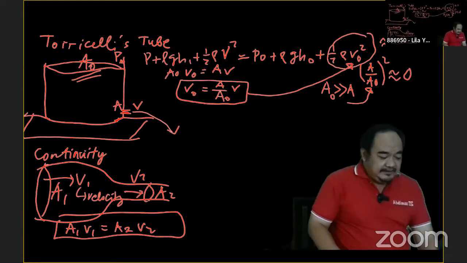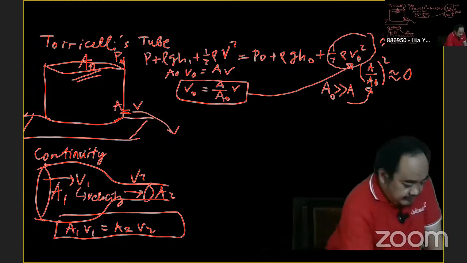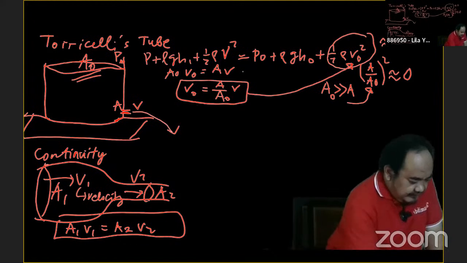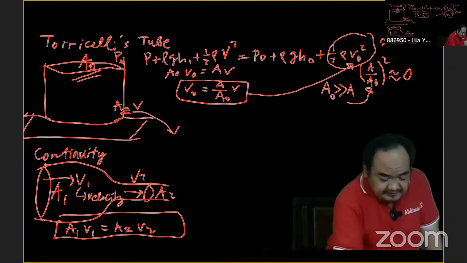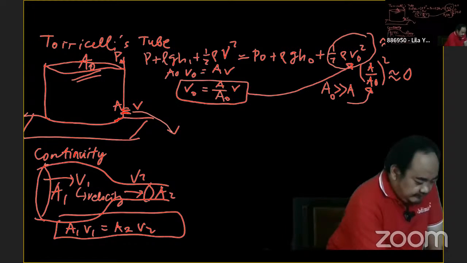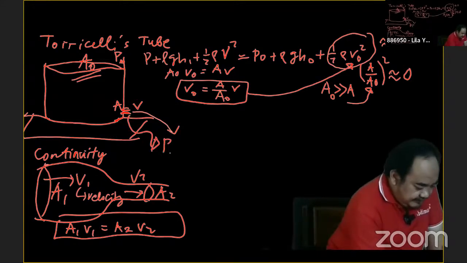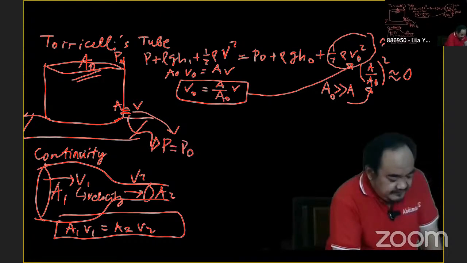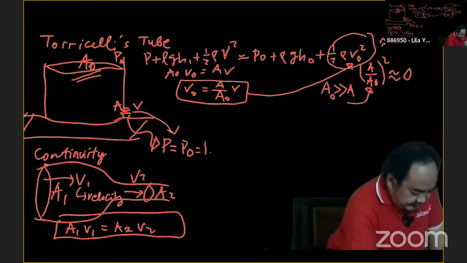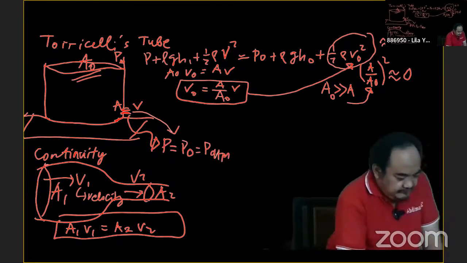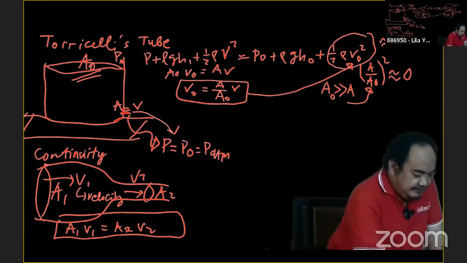And we can rearrange the Bernoulli equation into this one, because there is a small hole here, and the water is connecting to the atmosphere here, so the pressure P here is equal to P atmosphere, P naught or P atmosphere. And we can eliminate this part. Okay.